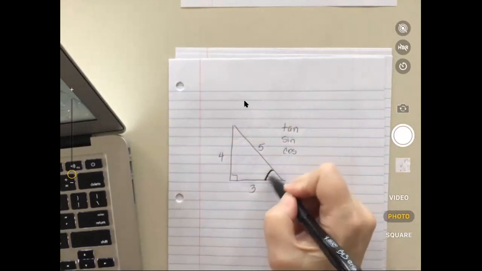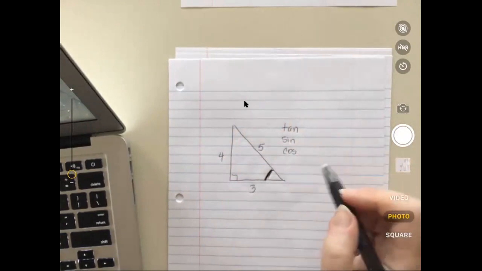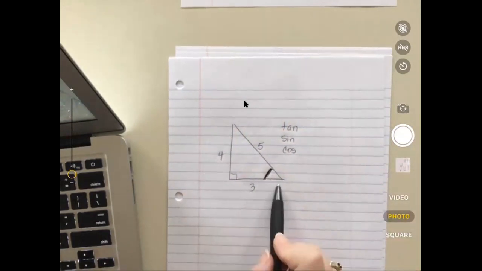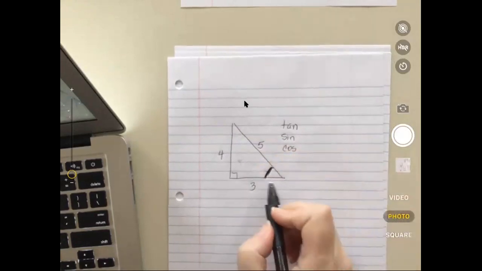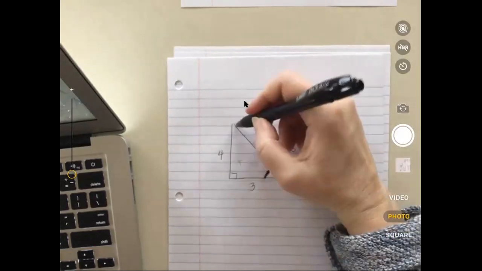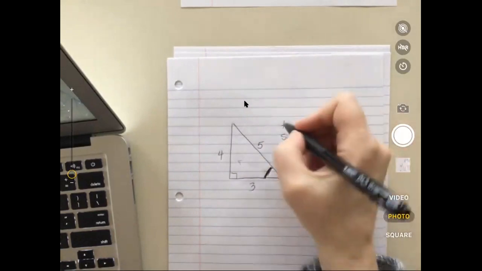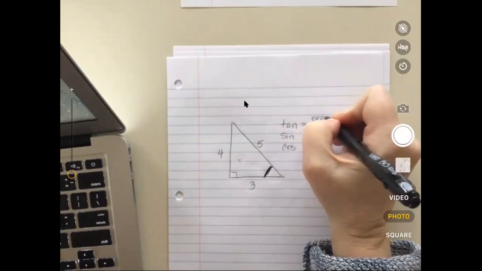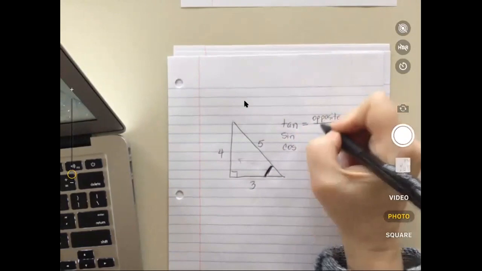If I'm talking about this angle right here that I marked, the tangent is always the opposite side over the adjacent side. Opposite is the one that's straight across. Adjacent is the one that's touching it. And the hypotenuse is always the diagonal side, the one across from the 90-degree angle. So tangent is always the opposite side over the adjacent side.